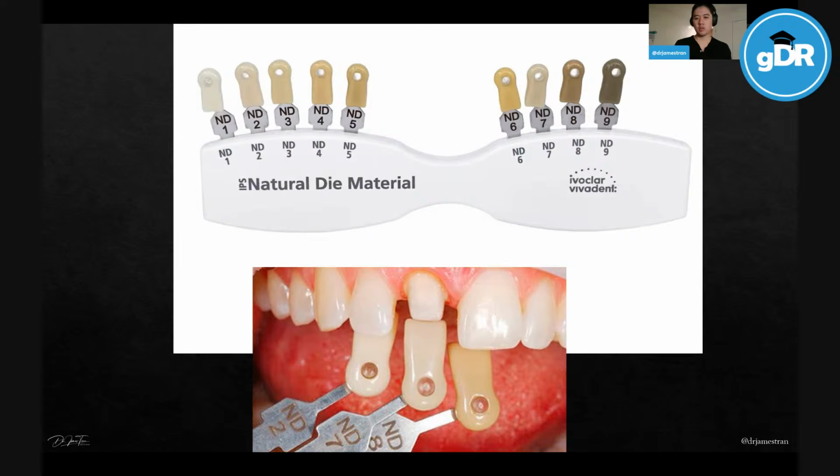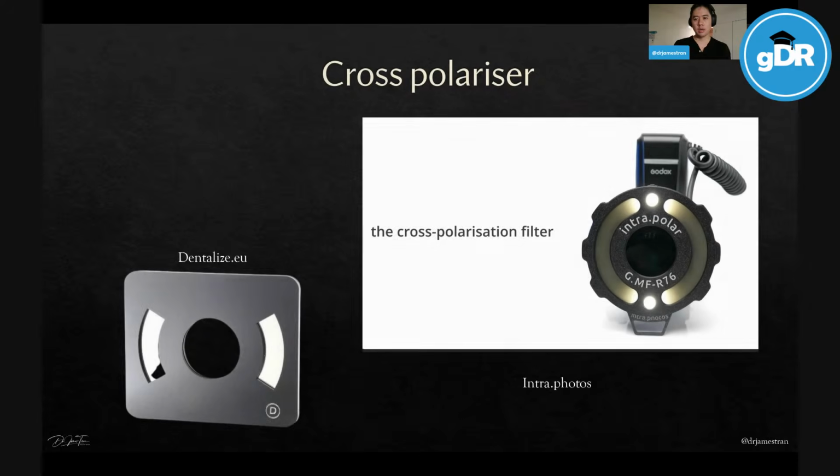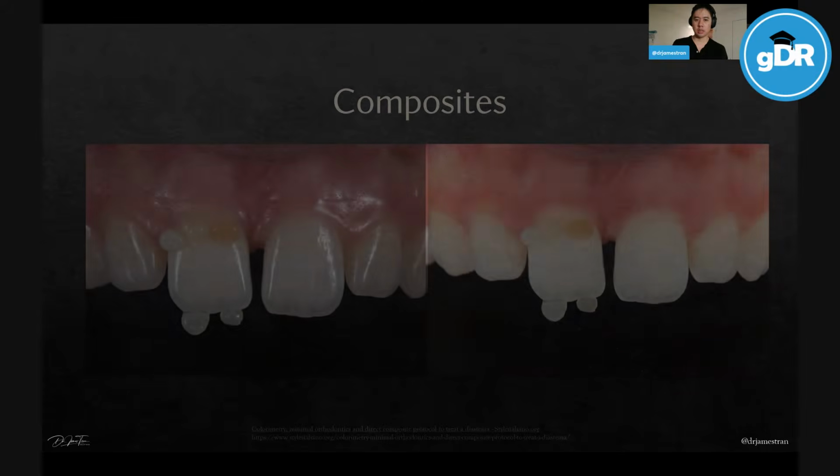Advanced shade taking: if you're doing crown preps, use a natural die material shade. That's from Ivoclar. There's not many other products out on the market with that. Cross polarizer, like I mentioned earlier, really eliminates a lot of that flash and gives you a more true color representation of your camera. I don't know if you can replicate this on a phone. I think it's only on these kind of cameras, these flash ones, and you just get the light in.